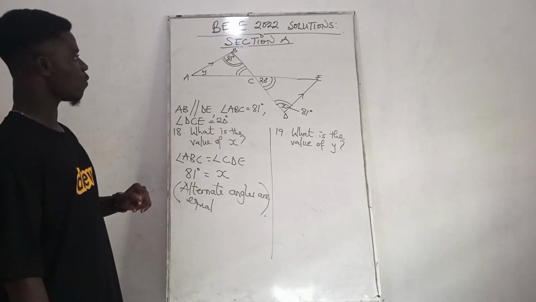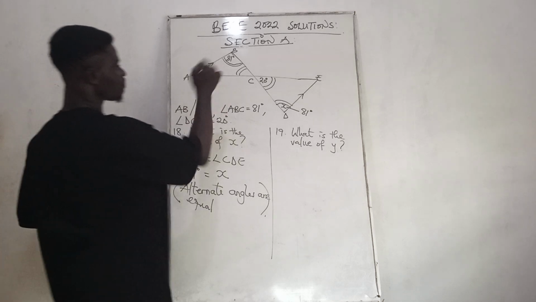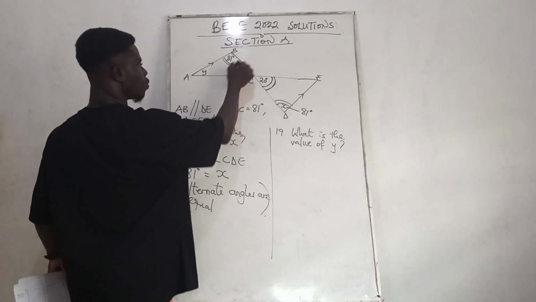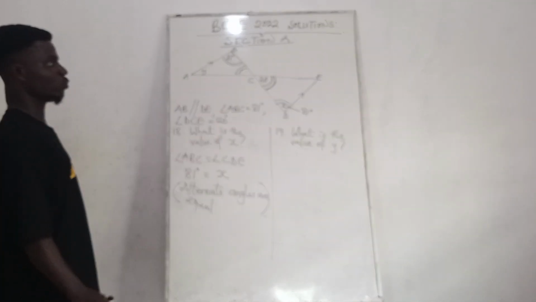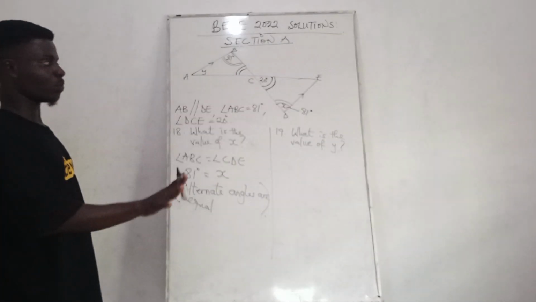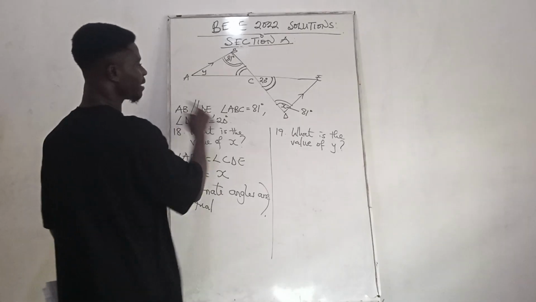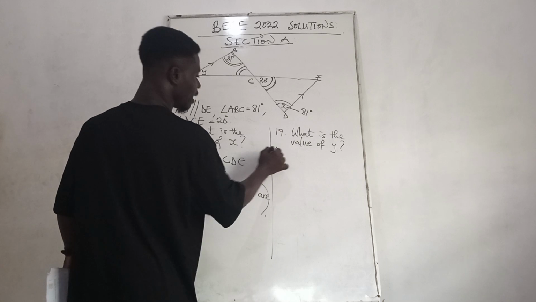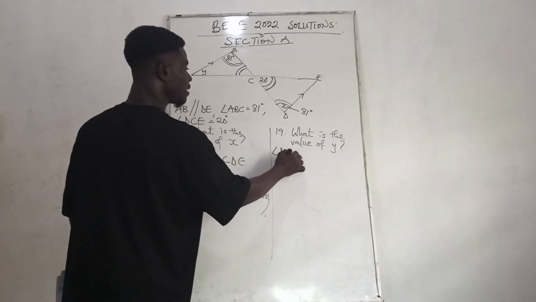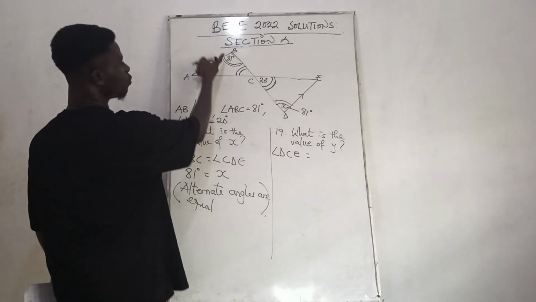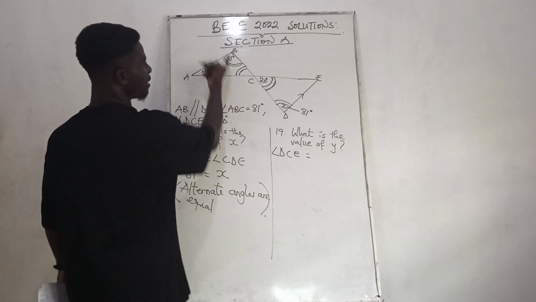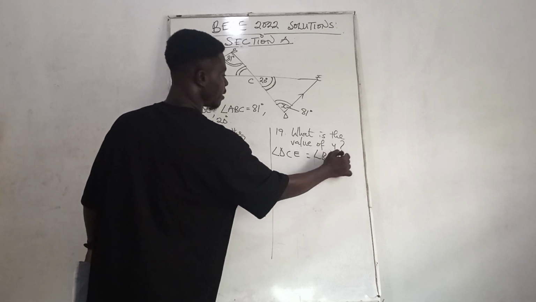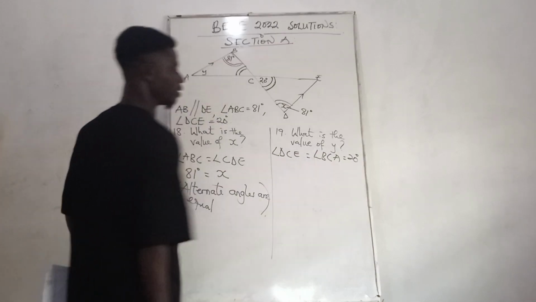What is the value of y? Now, we have this angle here, which must be equal to this angle here. What property are we using? We are using vertically opposite angles. So angle DCE or angle ECD is equal to angle BCA or ACB. So angle BCA is equal to 20 degrees.